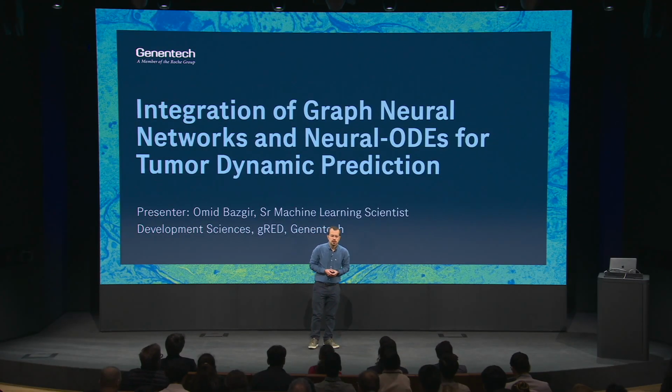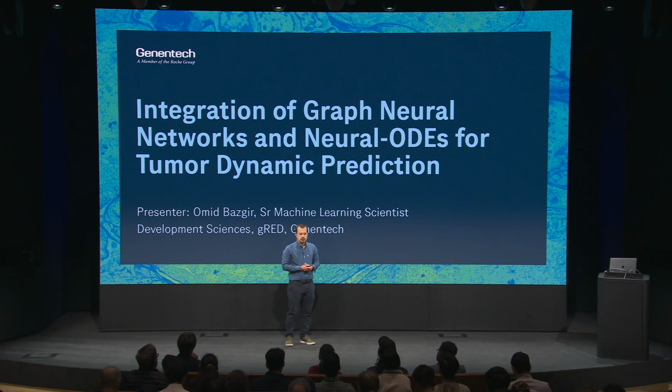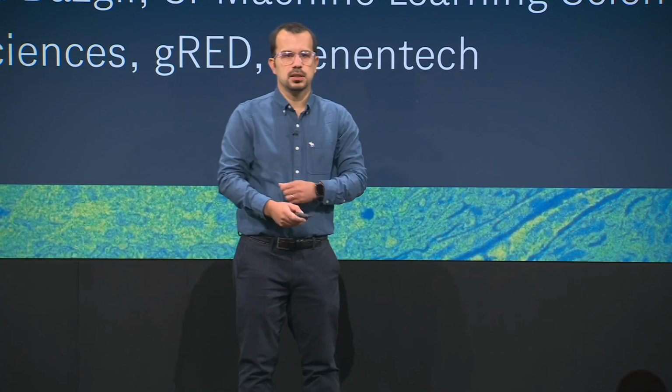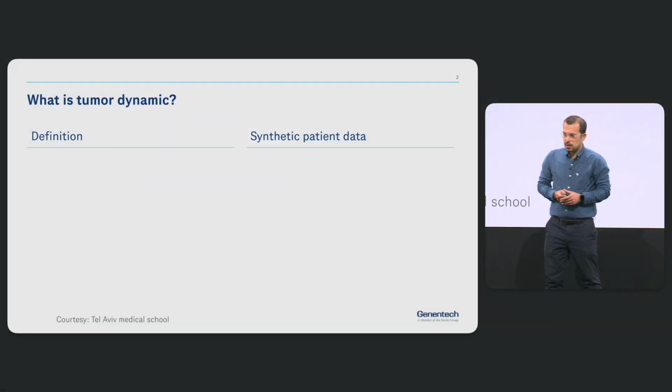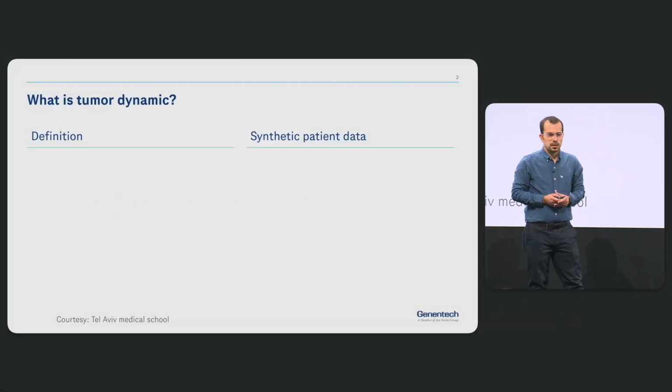My name is Bazgir. I'm working at Genentech as a machine learning scientist in the development sciences and Genentech Research Early Development Organization. I have the pleasure to represent Genentech today at this stage to present our work on integration of graph neural networks and Neural-ODEs for tumor dynamic prediction. So I would like to start first with what is tumor dynamic.